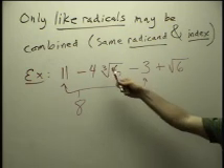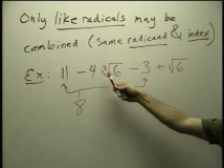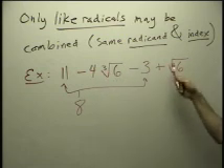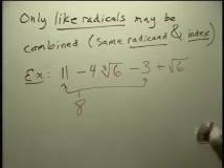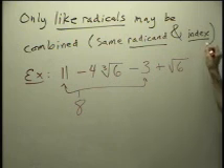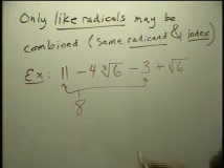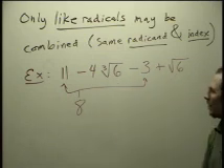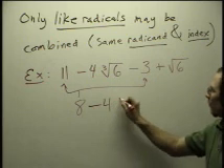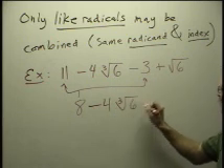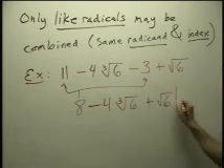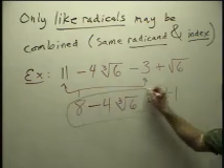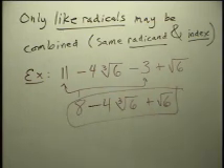However, this is a cube root, so it has index 3. This is a square root, so it has index 2. They do not have the same index. They are not like radicals. So we can't combine them, nor can we put either one of them together with this 8. So we have to leave them separate. 8 minus 4 cube roots of 6 plus the square root of 6.